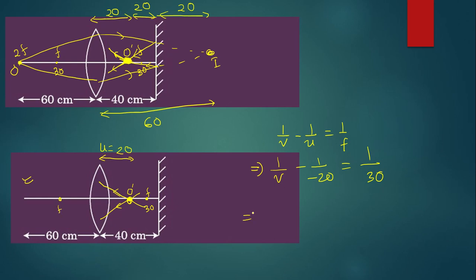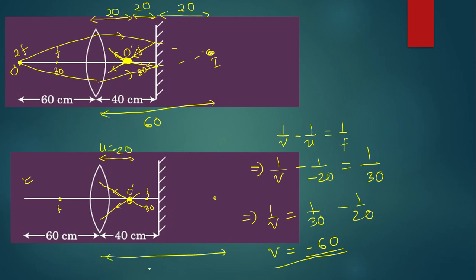So this is 1 by 30. So V will be equal to 1 by 30 minus 1 by 20. When you take LCM and solve this particular question, you will get the image distance as minus 60. Minus 60 means, in this particular convention, minus means right hand side. So the image will be formed at a distance of 60 centimeter from the lens.